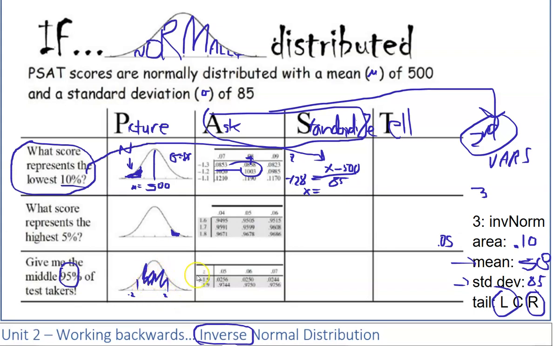But when we want the middle 95%, you guessed it, we're going to put 0.95. These new calculators are, well, they're not new, they're like decades old. But anyway, we're going to put 0.95 with a mean of 500 in the standard deviation, and we're going to use the C for center. And then we're going to be able to tell our answer in context and state the scores. And you got it. Well, that was easy.